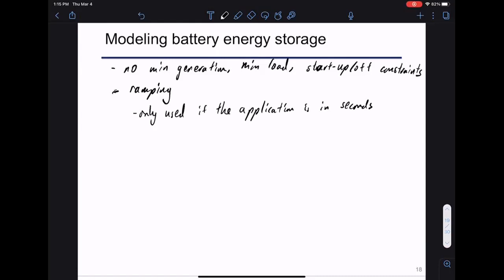Otherwise, if you talk about 5 minutes, a battery at half a C or 0.5C will not be power limited, will not be limited by the amount of power it can output. Okay. It will not be power limited. Then we can look at things like operating cost, operational cost.